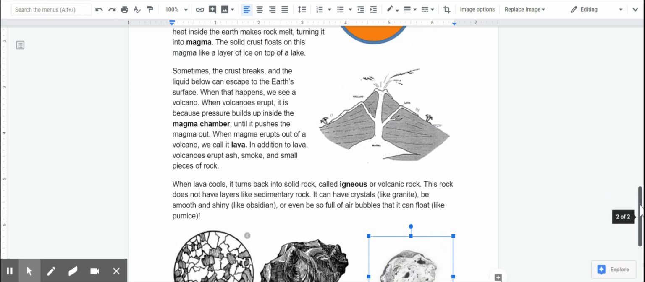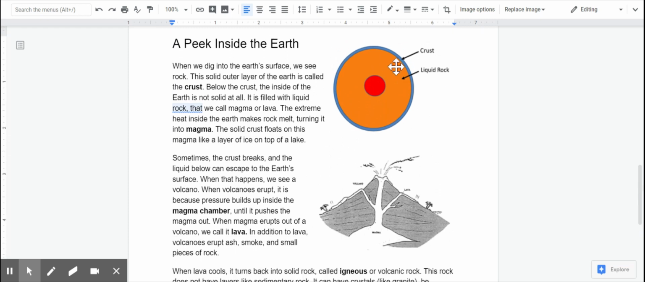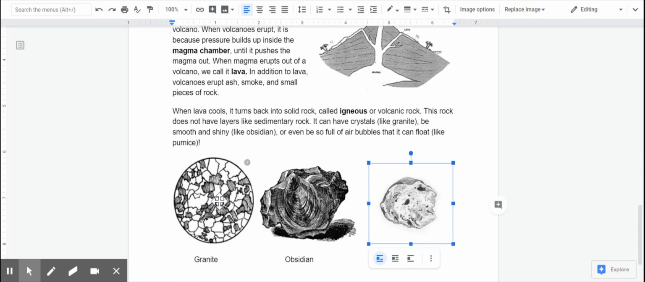So far I have learned that if I cut the earth in half and looked inside, I would see solid rock all around the edge, kind of like an apple skin or an orange peel. And the inside would be all liquid, which would be magma. And then sometimes the magma can come out at a volcano, and then we call it lava. And then that lava turns into rock, and it can be any of these types of rock that we see below.